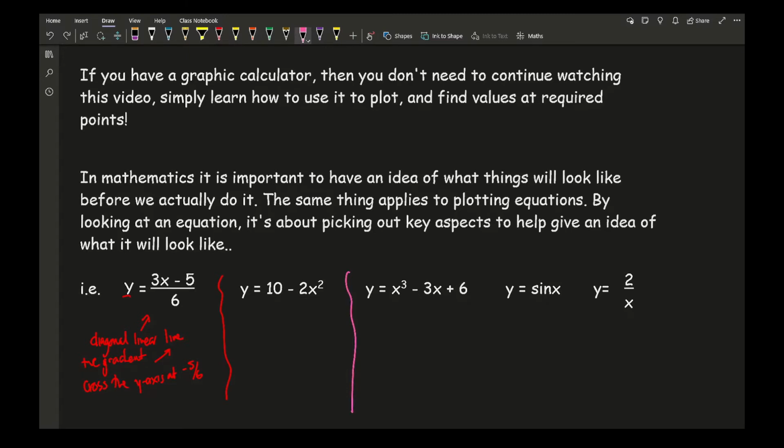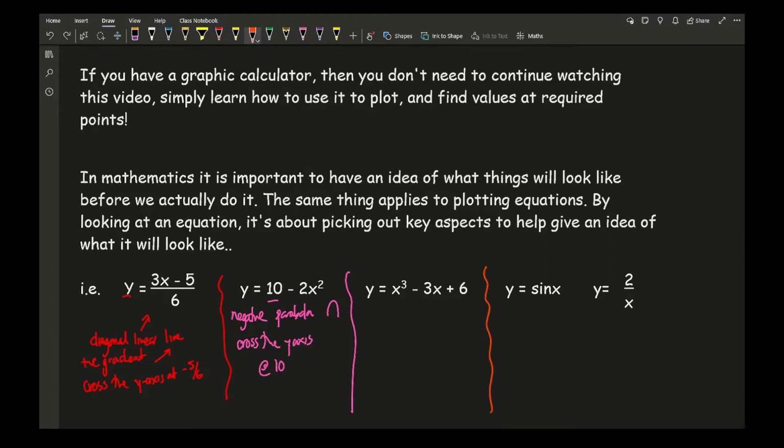Here we've got y equals 10 minus 2x squared. Well, I can see that because I've got a negative x squared, it's going to be a negative parabola. And so it's going to be like an N shape or a sad face. And I also know that it's going to cross the y-axis at positive 10. Because again, to work out the y-intercept, all I need to do is make x equal to 0, and job done, and vice versa for the x-intercept. Right, so moving on to the next one.